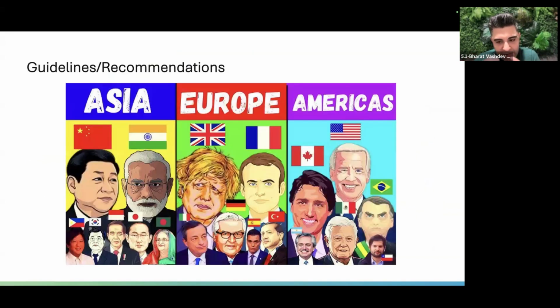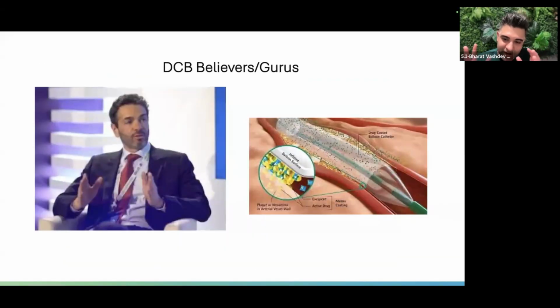There are some guidelines and recommendations as to how you treat bifurcations. People in Asia tend to treat it differently from people in Europe. We have the European Bifurcation Club, which has its own set of recommendations. In the Americas, there's another set of recommendations. And for us, more relevant, we have DCB believers and DCB gurus.